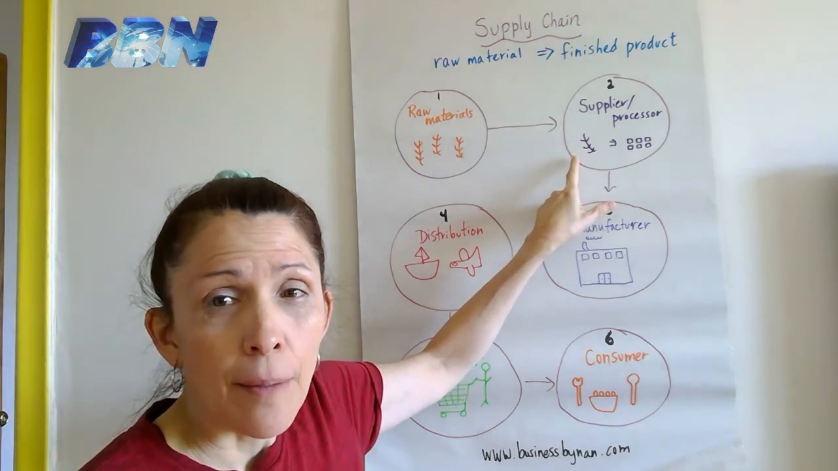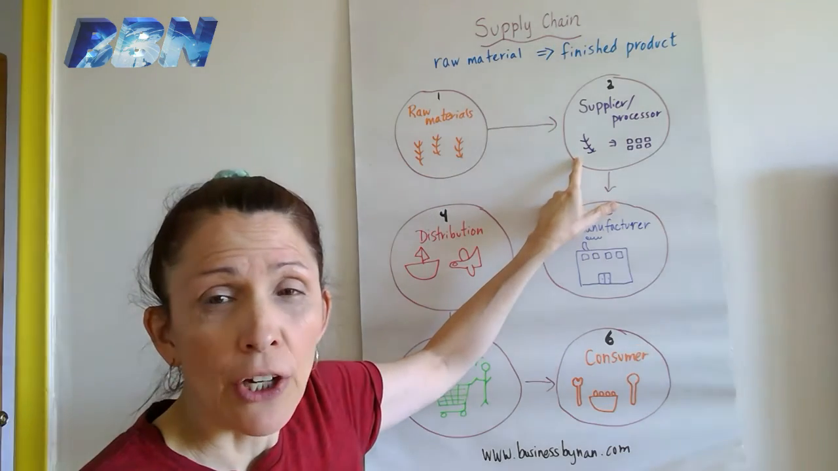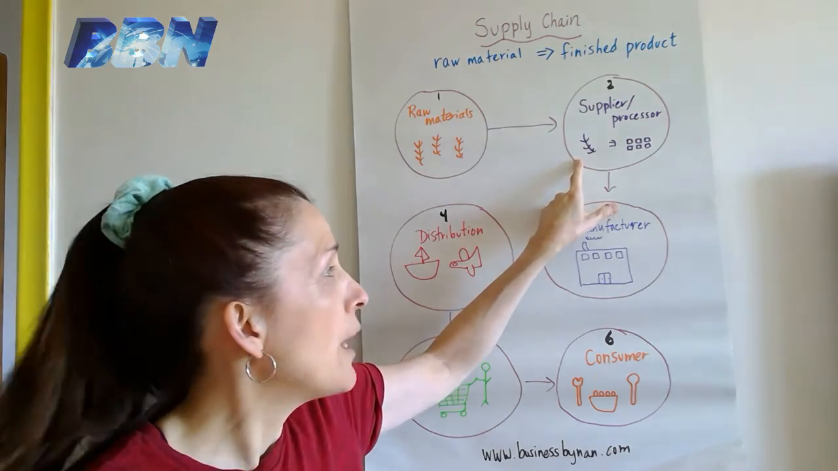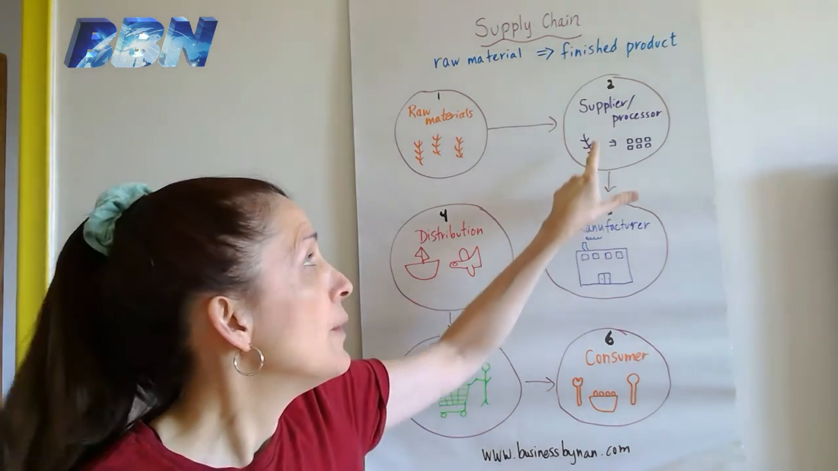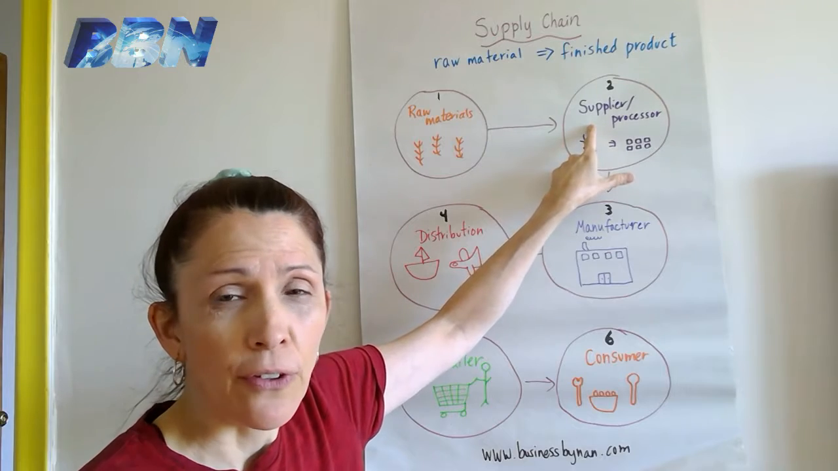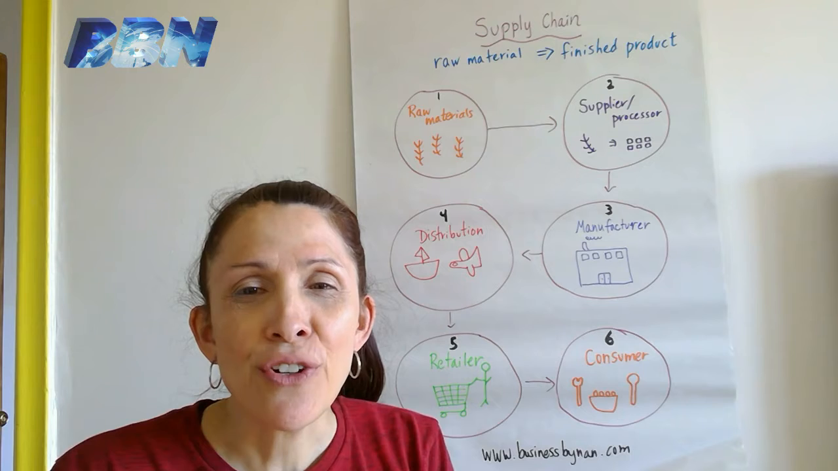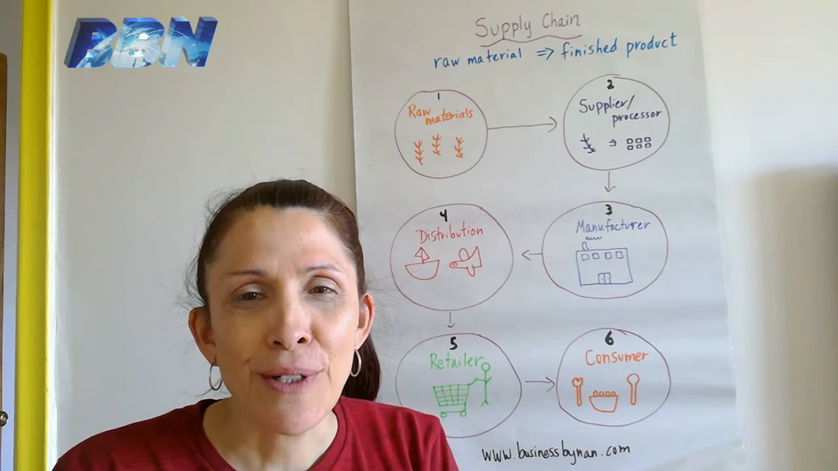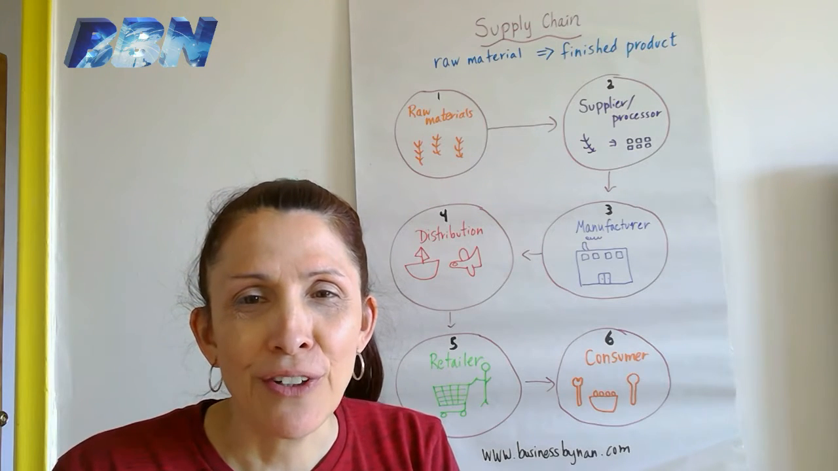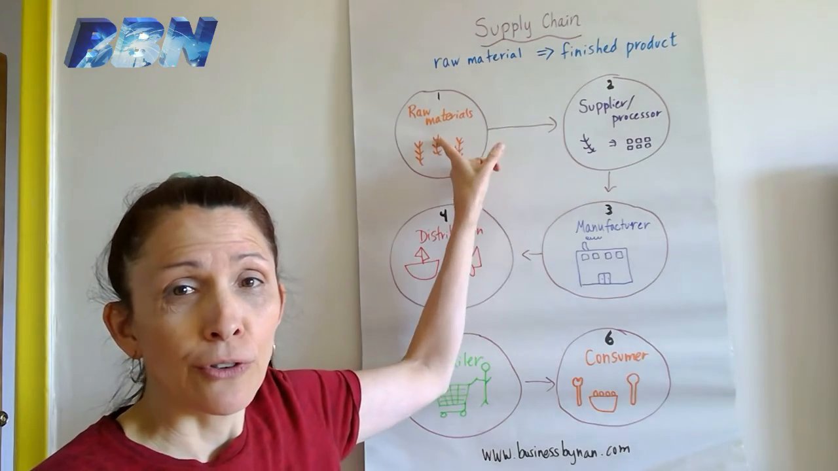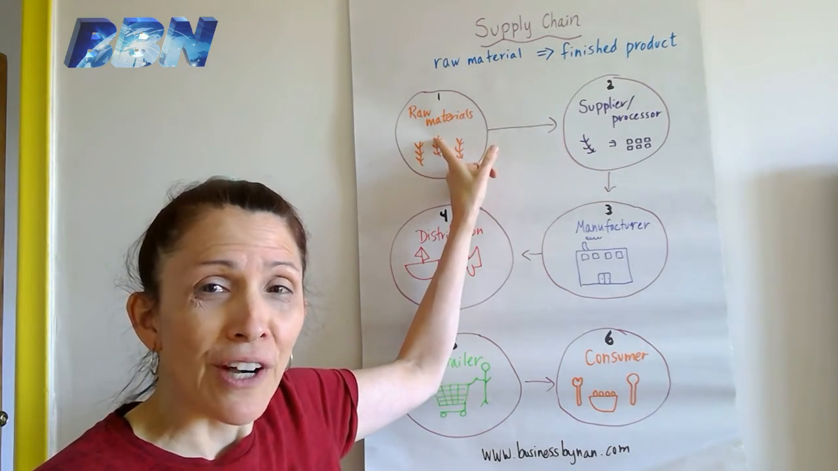After that, the next step, it goes to the supplier or the processor. Now the processor is not quite the manufacturer. The supplier or processor is just making the raw material into an easier form for the factory or the manufacturer. And normally the supplier is very close to where the raw materials are found.